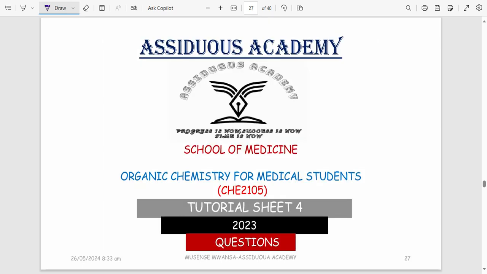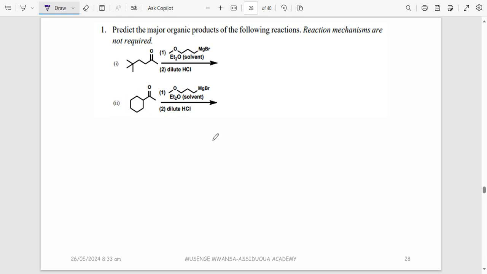Okay. So now let's look at some questions. These were from last year's tutorial sheet 4. And they actually brought the same questions. Was that test 2 or the final exam? It should be both or one of them. The same questions. Predict a major organic product with the following reactions. Mechanisms are not required. You can see for the first one, we are talking about a Grignard.